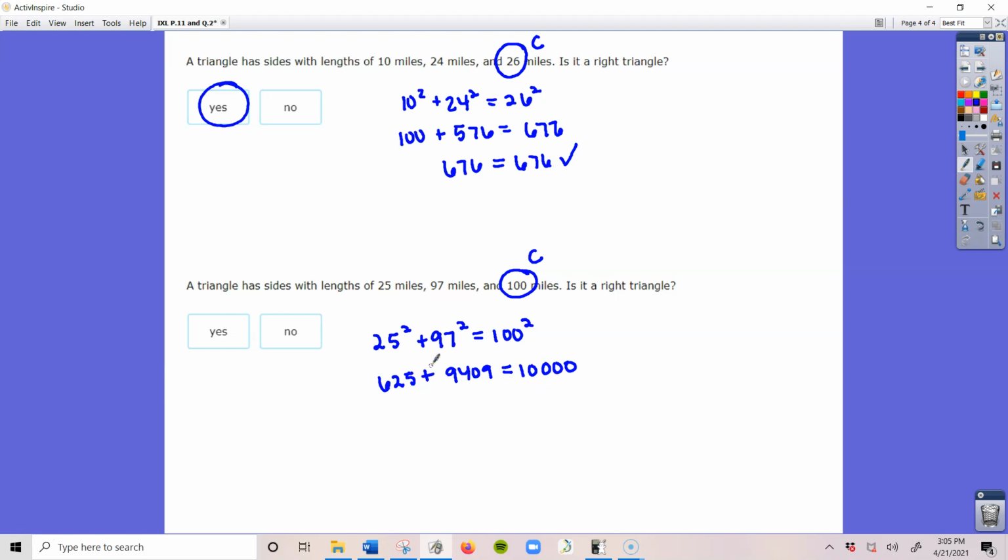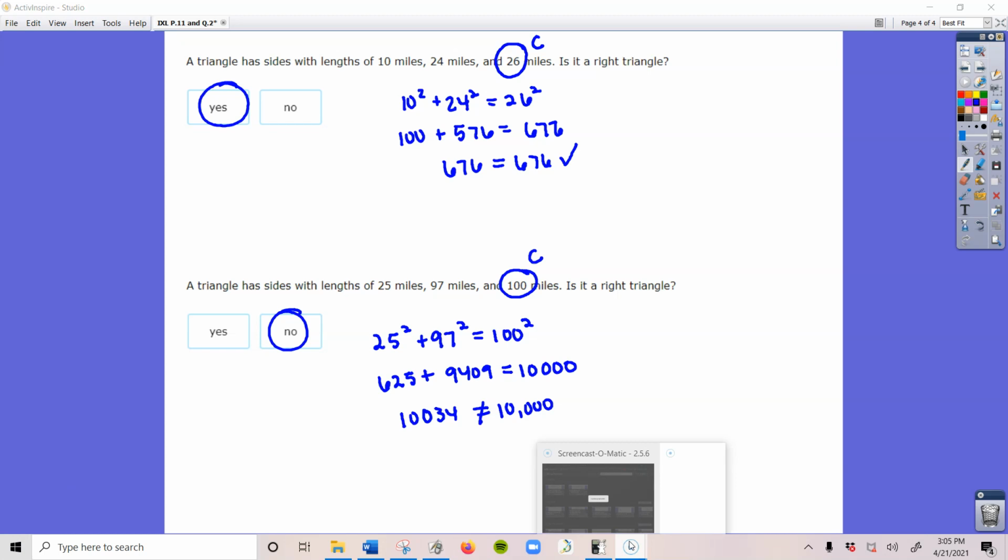If I add these two together, 625 plus 9,409, I get 10,034, which does not equal 10,000. Therefore, no, this is not a right triangle. And that's basically it. And that's all you do for the rest of this IXL. So that's P11 and Q2.